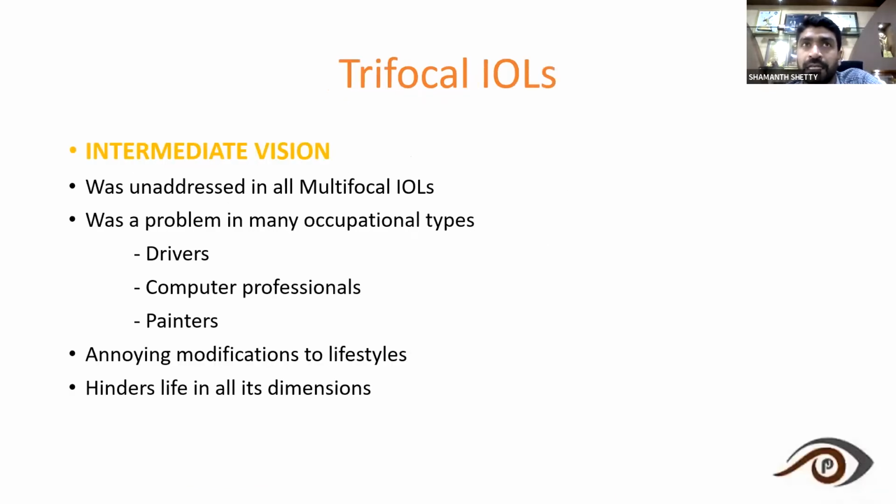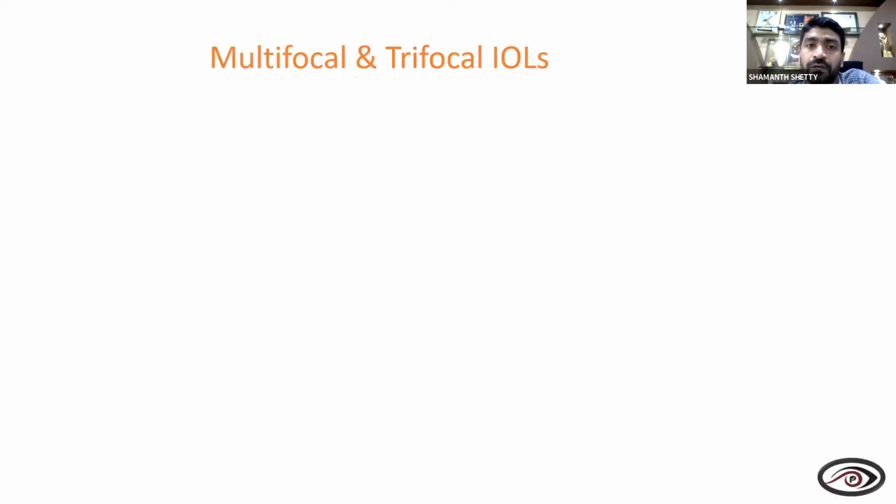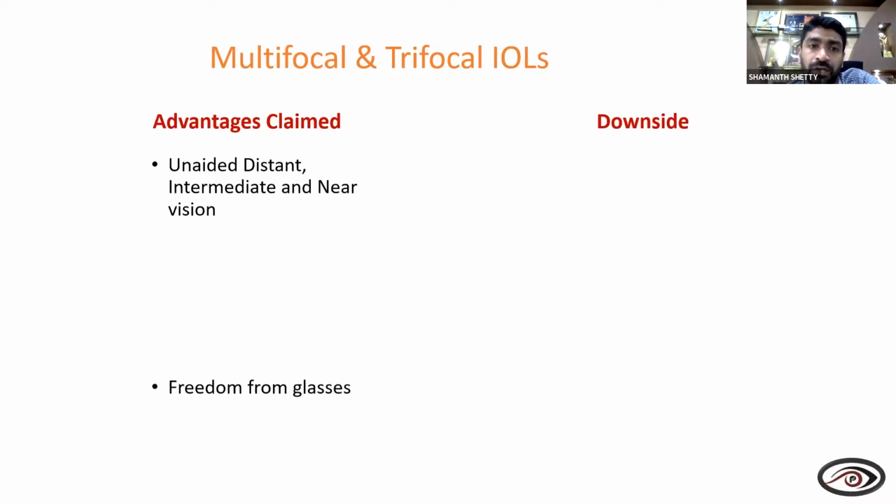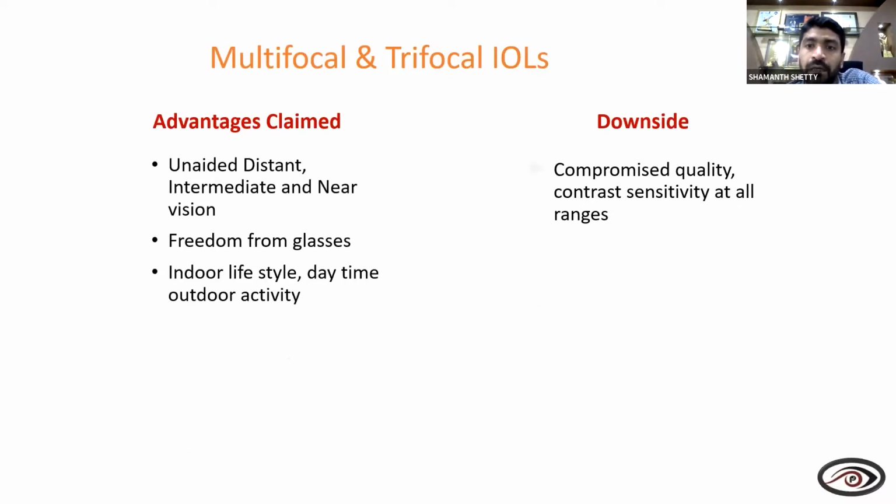Then came the trifocal lens. The intention of having a trifocal lens was to address the problem of intermediate vision, because with changing lifestyles, a lot of people say that they don't usually pick up printed matter ever in a day. It's either a digital screen or nothing, or they're looking at far distance. So for such people, intermediate vision became all the more important, and that's where trifocal did a great job, and it still does a great job.